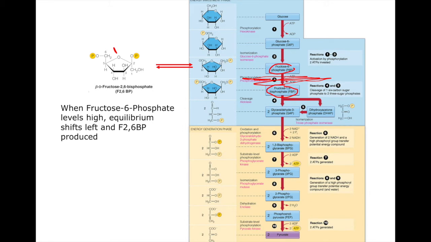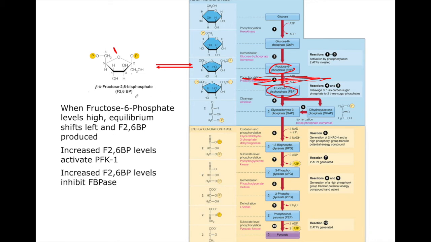Well, when fructose 6-phosphate begins to build up, it's going to shift our equilibrium over here to the left, which means we're going to start producing more fructose 2,6-bisphosphate. What happens when fructose 2,6-bisphosphate is produced? Well, as we start to increase levels of fructose 2,6-bisphosphate, it begins to bind to PFK1 and activate it. We said it's a potent activator, so this molecule binds to PFK1 and activates it.